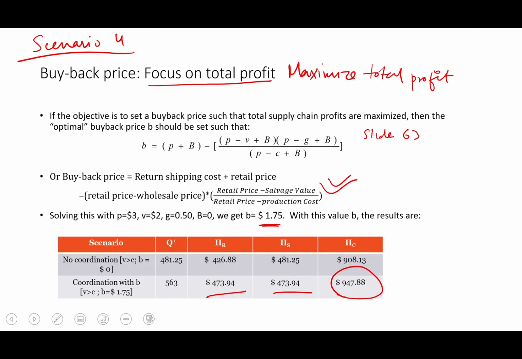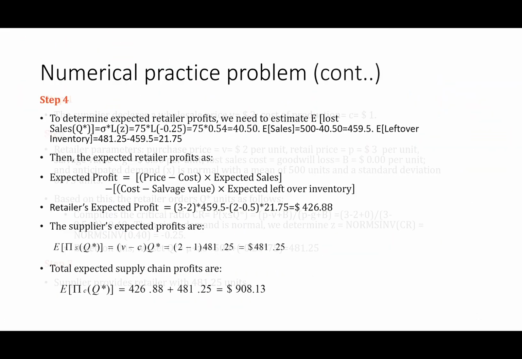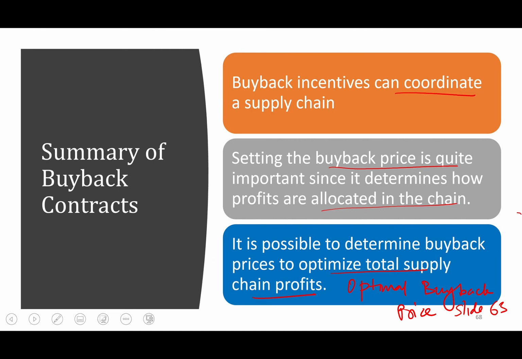So just to summarize what we did today, in this video we looked at the buyback contracts and what they do. Okay, so they coordinate a supply chain, and setting an optimal buyback price is very important because it determines how the overall profit is allocated. And once we set the optimal buyback price, we can maximize the total supply chain profits. And then we looked at 4 different variations to the problem related to buyback pricing and 2 examples for it. Okay, so I think that's plenty of practice for you to understand how buyback contracts work.